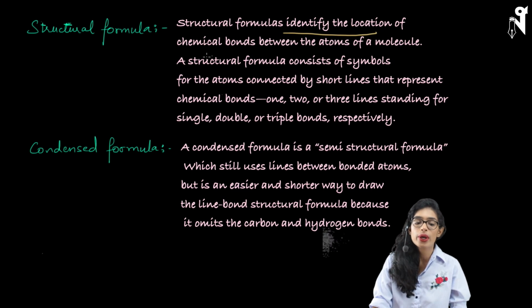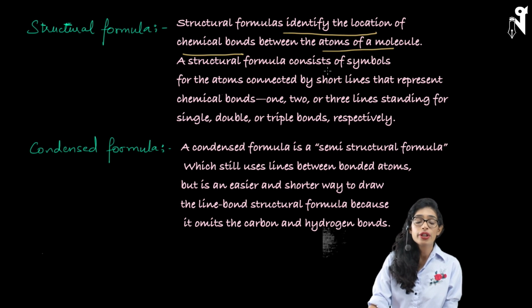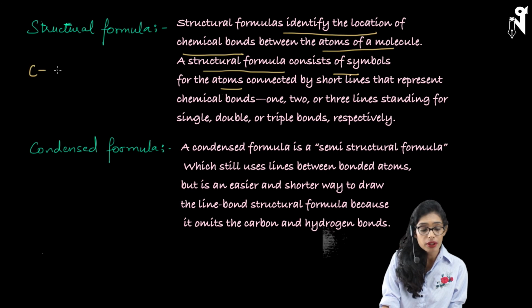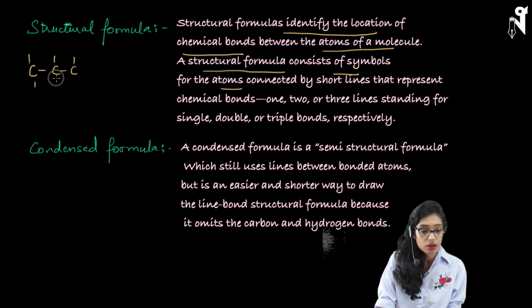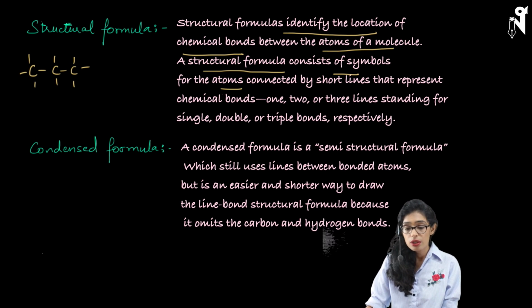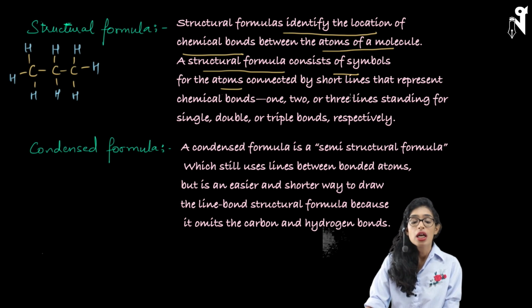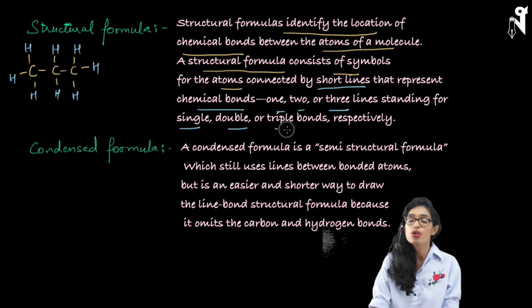Structural formula identifies the location of chemical bonds. As I mentioned, you can see all the chemical bonds over there between the atoms of the molecule. The structural formula consists of symbols of the atoms, such as carbon, carbon, carbon, and hydrogens. So you can see all the bonds, you can see the hydrogens, you can see the symbols of the elements being used, and the bonds between them very clearly in the structural formula. You connect the atoms by short lines that represent the chemical bonds. One, two, or three lines stand for a single, double, or triple bond.